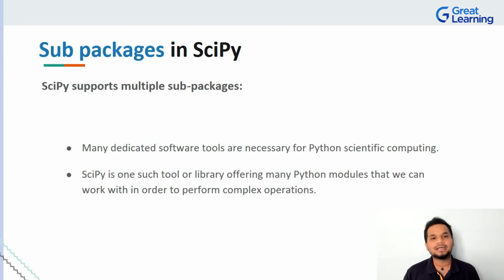So talking about the sub-packages in SciPy, one advantage is that SciPy supports multiple sub-packages. Now, there are many dedicated software tools which become necessary whenever you're working with scientific computing, right? Just the term scientific computing seems very complex, but when you have to implement it in Python, of course, you cannot just have one library. You cannot have one single entity, tool, or technique that will always work for all the solutions. It doesn't happen, right?